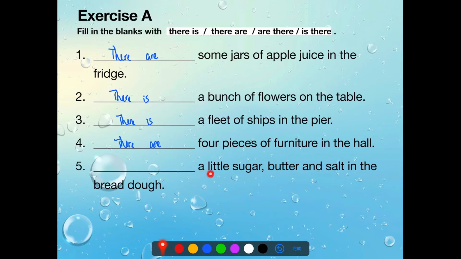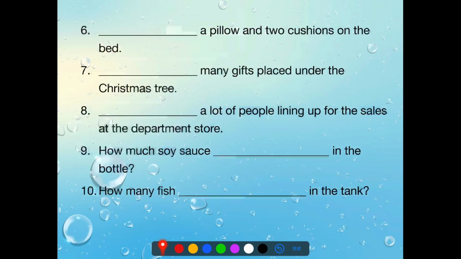Number 5. A little sugar, butter, and salt in the bread dough. There is. Sugar is uncountable, so we have to use there is a little sugar, butter, and salt in the bread dough. Number 6. A pillow and 2 cushions on the bed. There is. There is a pillow and 2 cushions on the bed.